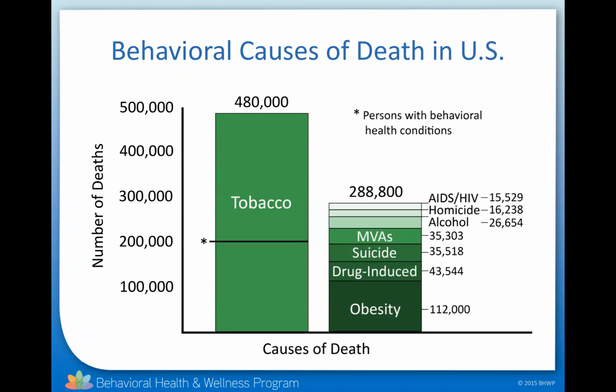You can see that tobacco far outweighs all the other common behavioral causes of death on the right bar combined. And I want to draw your attention to the line in the asterisk that's running through the tobacco chart, because that number represents the number of tobacco deaths that are associated to people with behavioral health or substance abuse conditions. And as you can see, that is a very high proportion of our overall deaths, roughly about 40%. So that really at its crux is the reason why we spend so much time focusing on this particular group.